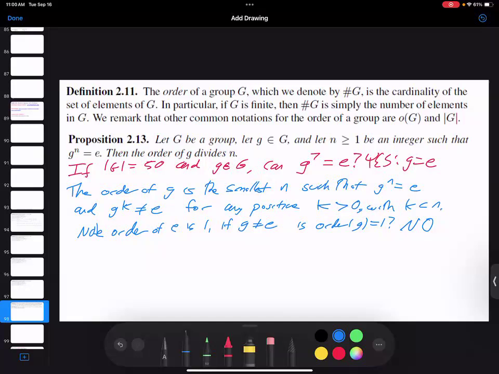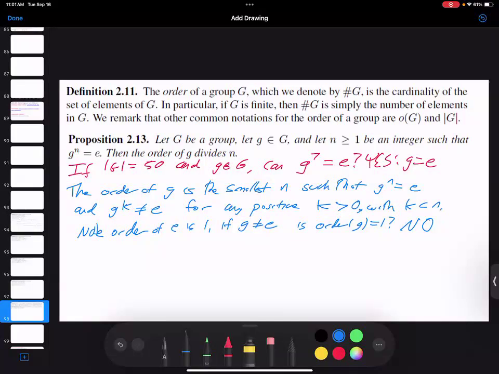We don't know that every element has a finite order. It could be that maybe it goes off to infinity. Maybe G, G squared, G cubed, G to the 4th, maybe it never repeats. It turns out that that's not going to happen with a finite group. Every element in a finite group is going to have a finite order, and by this proposition, that order is going to divide the order of G.